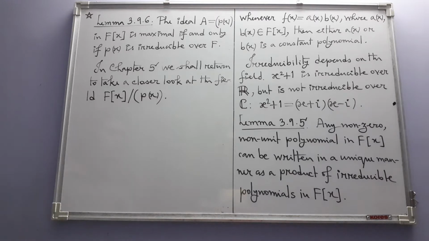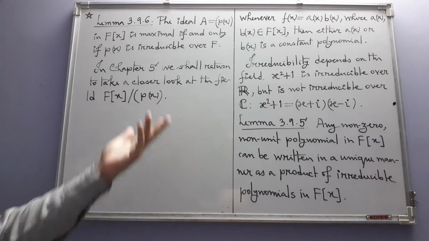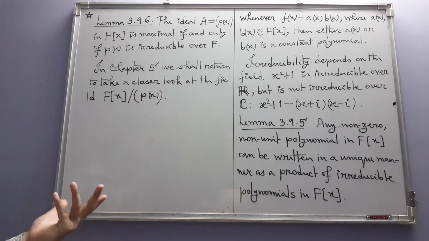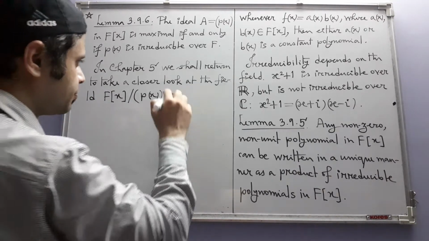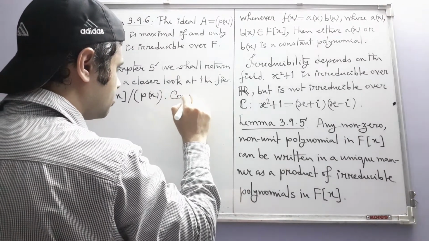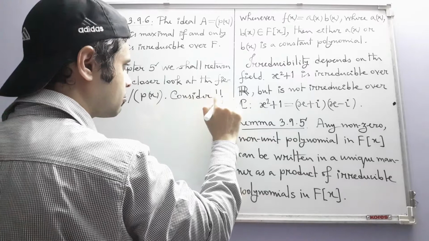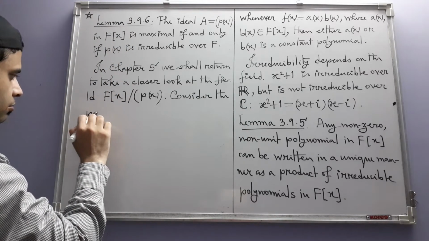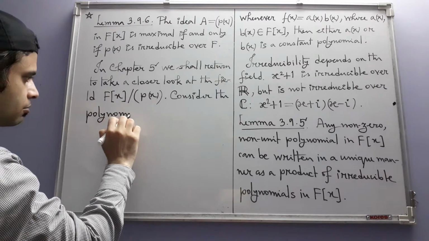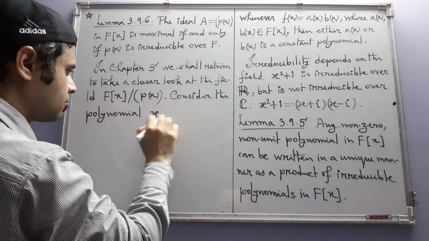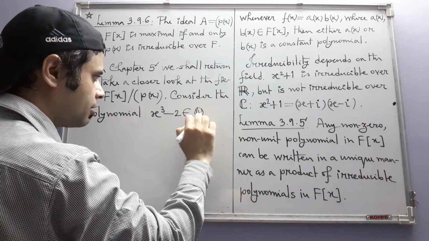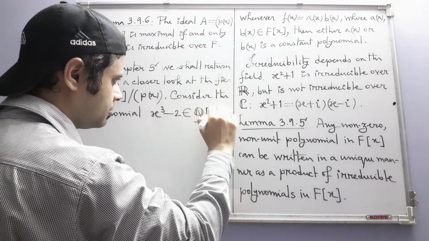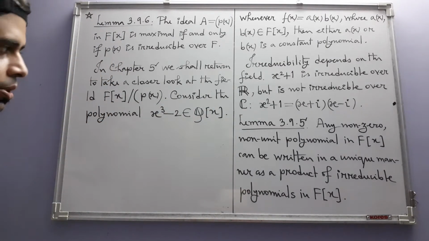Okay, so let us now consider an irreducible polynomial over a field, and let us apply this method to construct the quotient ring, which will be a field, and then we will try to see some facts about that field. Consider the polynomial x cube minus 2 over the field of rational numbers. That means we are considering a polynomial in this polynomial ring.